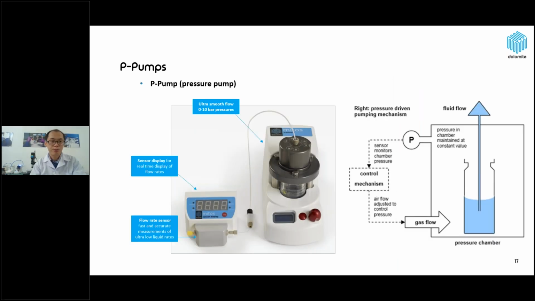The other type in our pump range is the pressure pump, the P-pump. This one shows how the P-pump looks like and what the driving and pumping mechanism is in the pressure pump. If you have a look at the lab photos in the presentation, you will see how the pressure pump looks. Within the pressure pump, we have the pressure chamber with the sample located inside it, and the pressure pump can provide very ultra smooth flow from 0 to 10 bar pressure, and the flow rate sensor will.